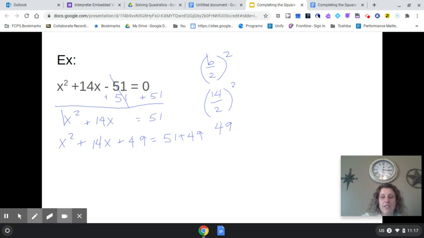Okay, our left side is a perfect square trinomial. Again, we could use AC method to find the factored form, but using the pattern, it is going to be x plus b halves, which in our case was 7, quantity squared. And if I simplify the right side, I get 100.